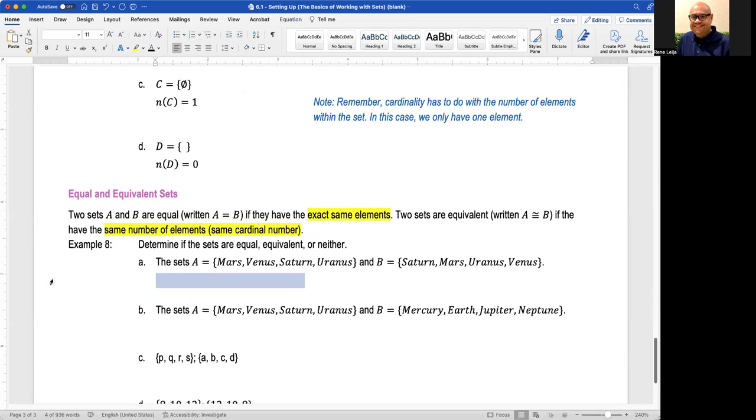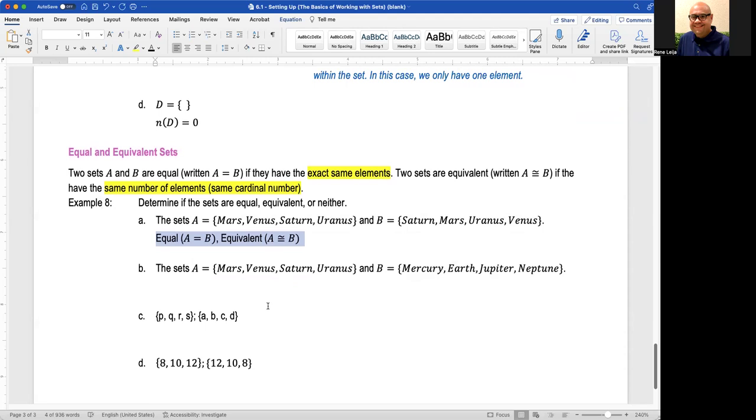So when we look at 8A, we have set A is Mars, Venus, Saturn, Uranus. Set B is Saturn, Mars, Uranus, Venus. So remember, the order doesn't matter. So do they have the same elements? They both have Saturn, they both have Mars, they both have Uranus, they both have Venus. So they do. So they have the exact same elements, which means they are equal. Now, are they equivalent, which means do they have the same cardinal number? Set A has 4 elements. Set B has 4 elements. So in this case, they are both equal and equivalent.